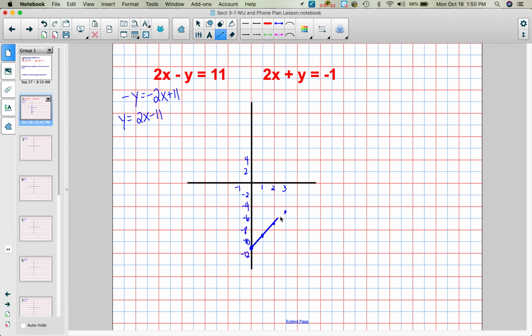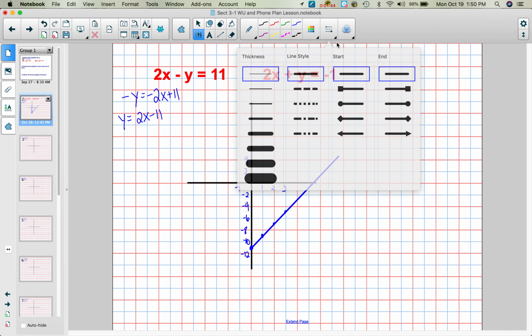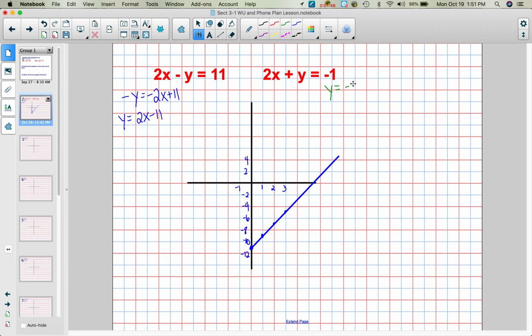So I'm going to graph this line. And then I'm going to graph the other one. I think I'll do this one in green. So we get y equals negative 2x minus 1. So my y-intercept is negative 1. My slope is negative 2, so down 2 to the right 1. And I get my graph.